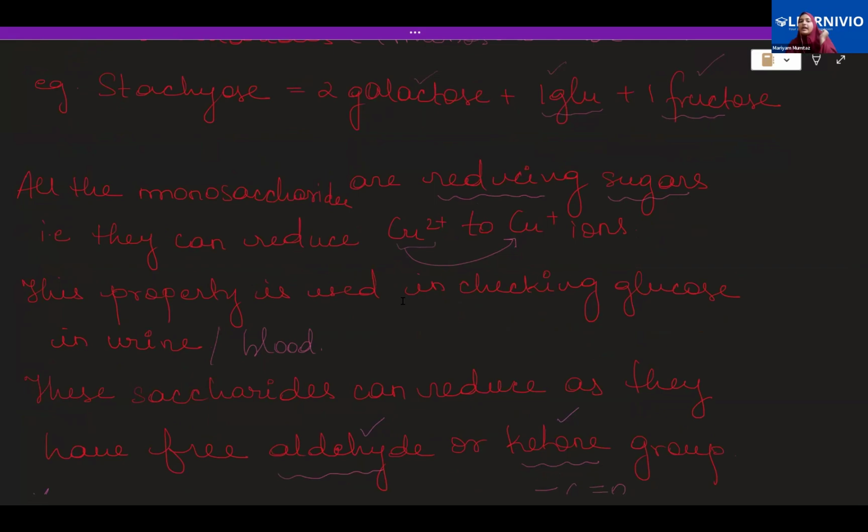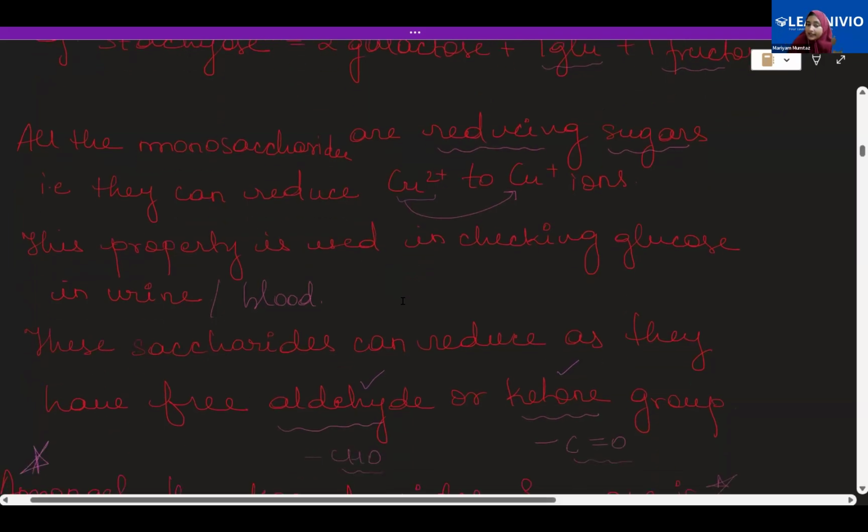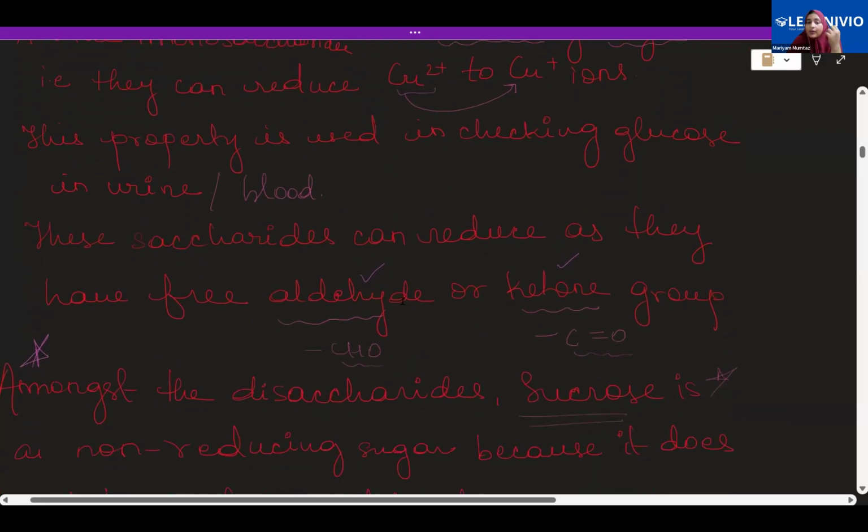For example, you've taken a sugar molecule and you've taken copper ion. That sugar molecule will react with the copper ion and reduce it. It will make it lose its charge, so that will become Cu plus. This reducing property of these sugars is used in checking glucose in the urine or in the blood sample. So why are they able to do this reduction process?